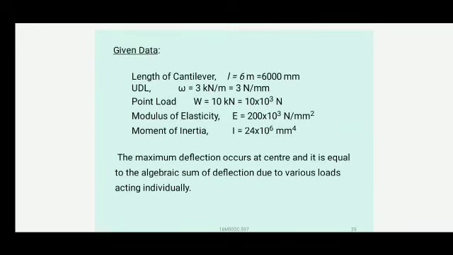Here, the length of the simply supported beam L is equal to 6 meters, that is 6000 mm. The UDL, small w, is equal to 3 kilonewton per meter, that is 3 Newton per mm. Point load capital W is equal to 10 kilonewtons, that is 10 into 10 to the power of 3 newtons. Modulus of elasticity capital E is equal to 200 into 10 power 3 Newton per mm square. And moment of inertia I is equal to 24 into 10 power 6 mm to the power of 4.